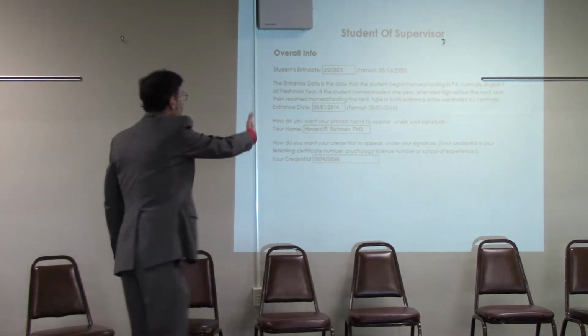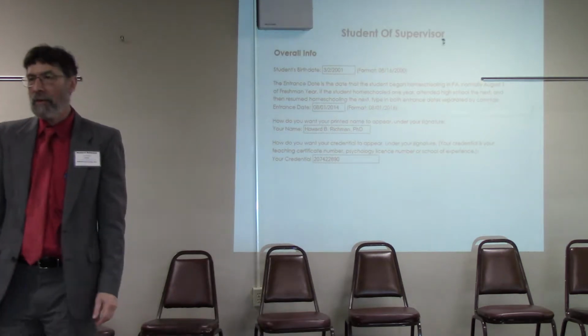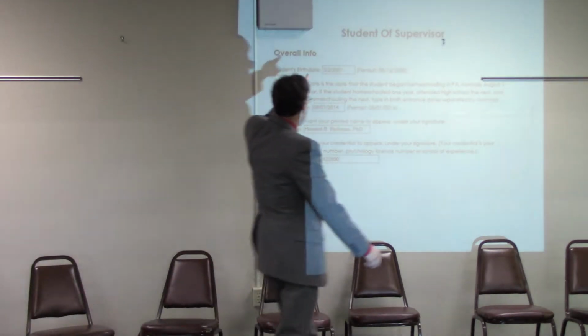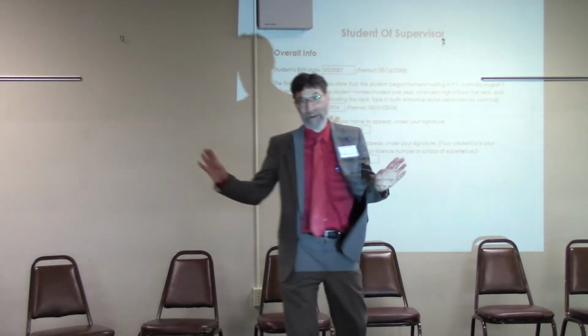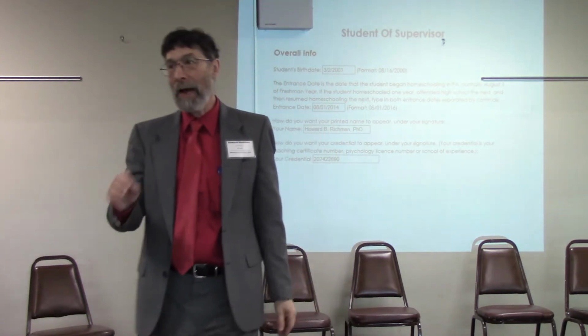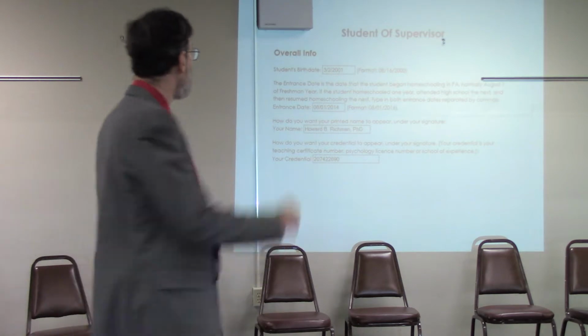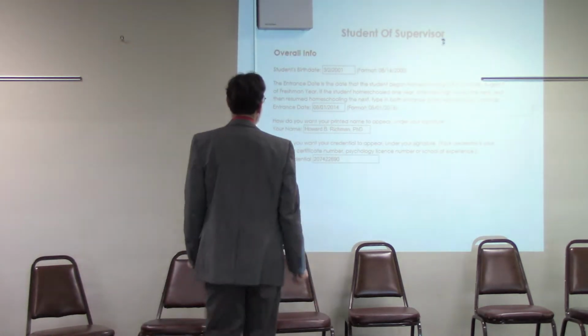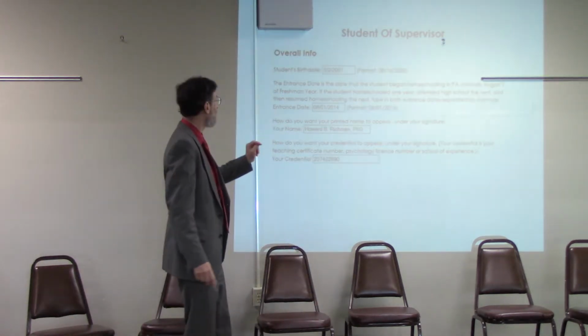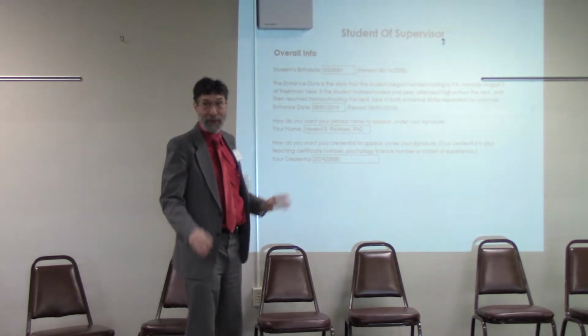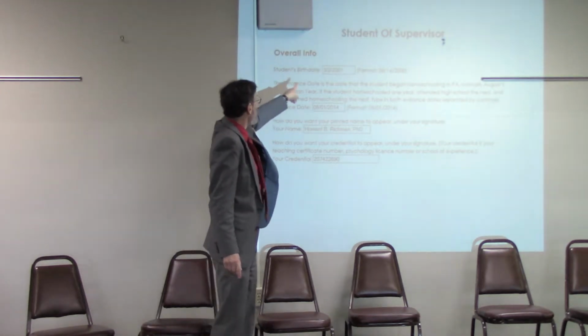The first part is to fill in the name of the student, Student of Supervisor. OF is her middle name. I decided she's a she. Student of Supervisor is a she, and that's her name. See, that's a girl's name. You didn't realize that. Student's birth date.